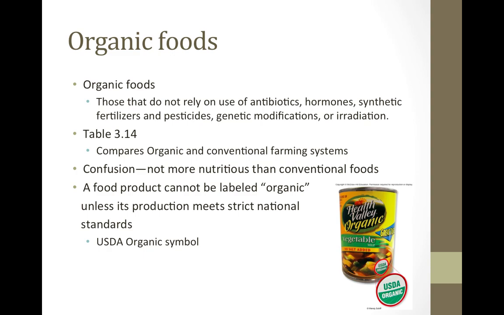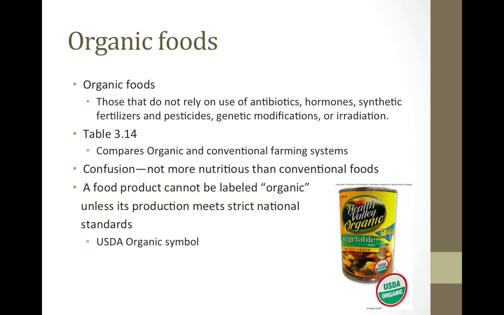Table 3.14 in the textbook gives a good comparison between organic and conventional farming systems. So take a look at that to get a better understanding of the farming methods. And keep in mind that organic foods are generally not any more nutritious than conventionally grown foods, as this is often a point of confusion with people I educate about nutrition. They think that just because something is organic, it is not only more nutritious, but maybe it tastes better, or there are all sorts of myths out there. But for organic foods, there definitely will be a decrease in the amount of residue of pesticides and things like that.